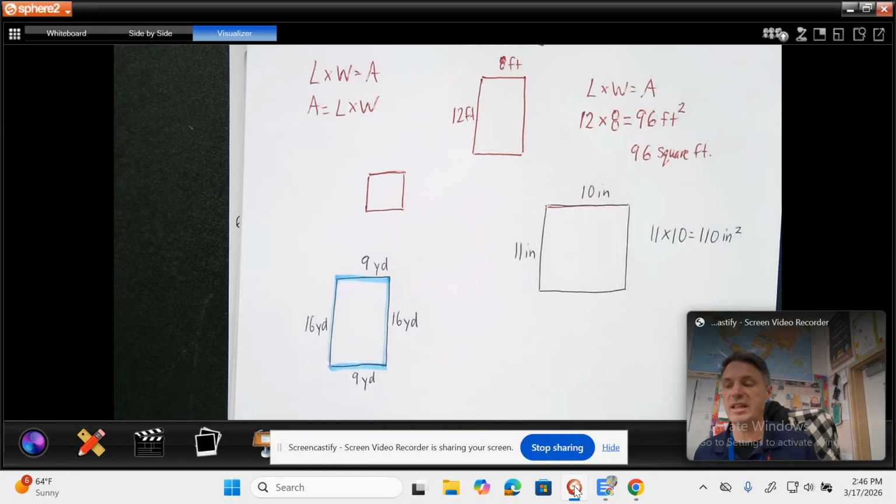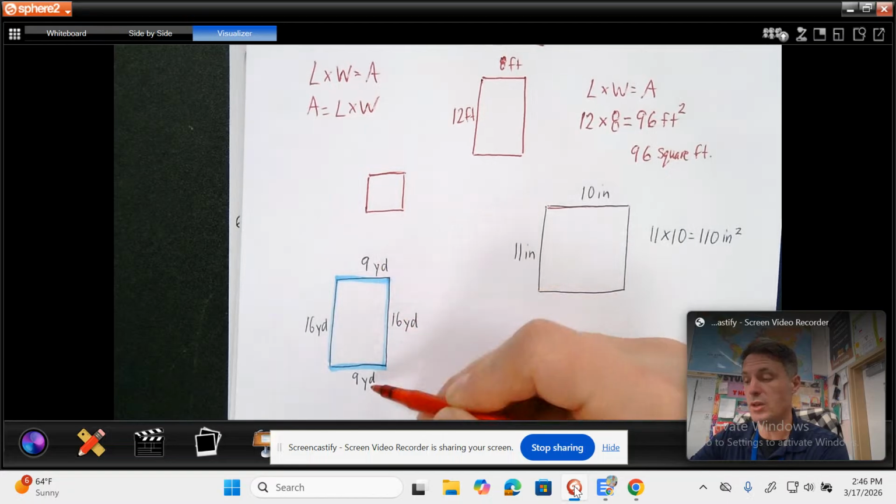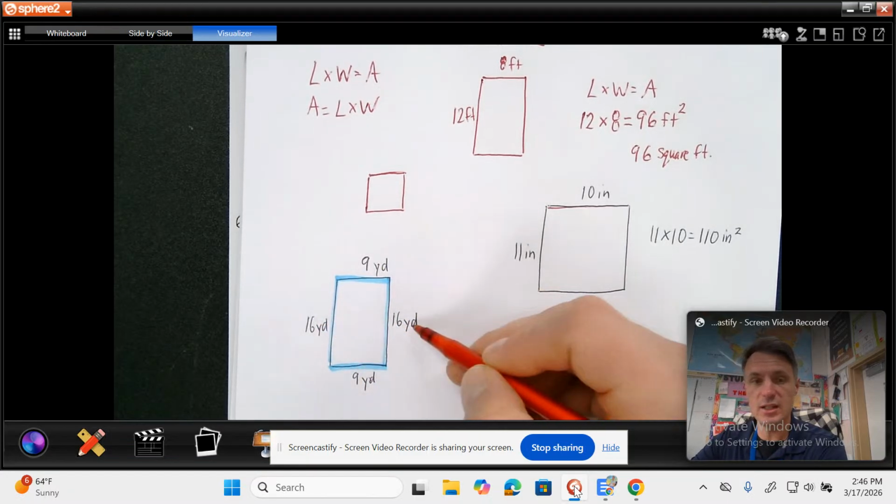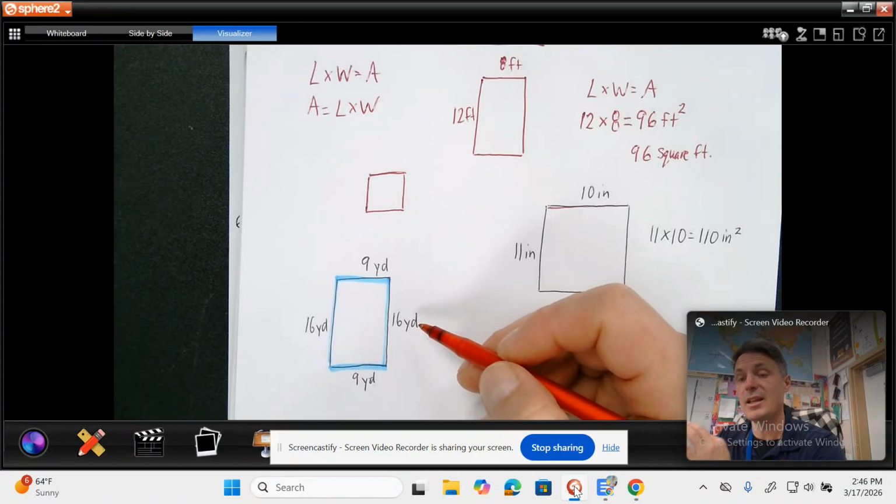That means they're the exact same length. They have to be if it's a true rectangle, if you think about it. Now, when they give you all four numbers like this, you have to make sure that you don't multiply the two 9s together or the two 16s together. It has to be the length and the width.